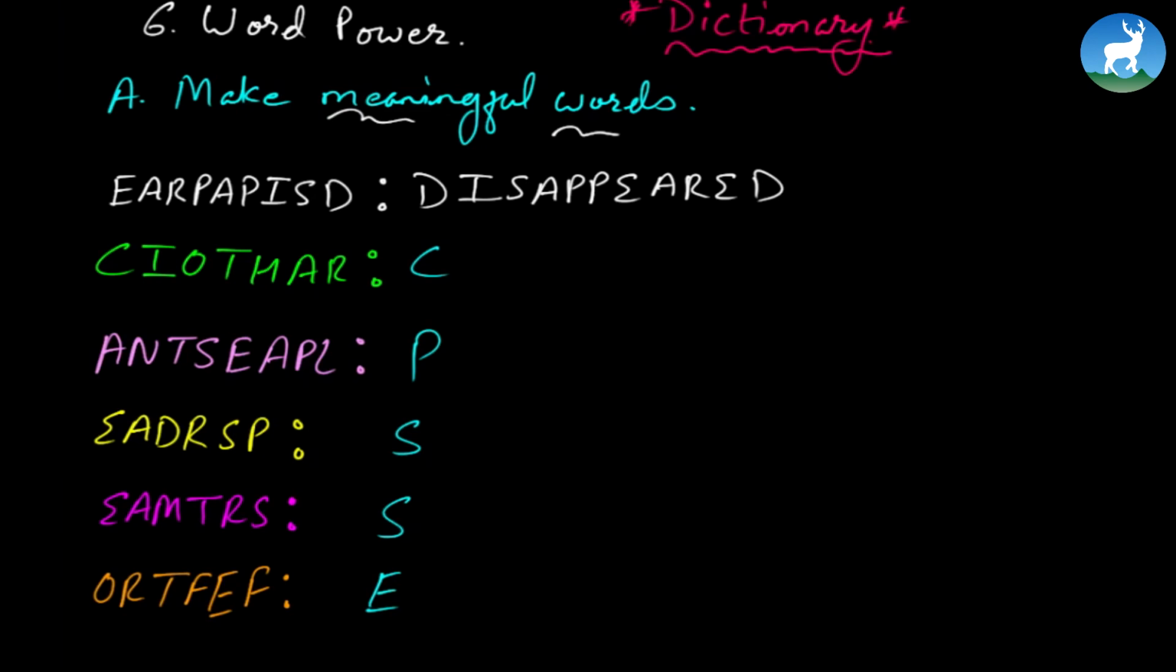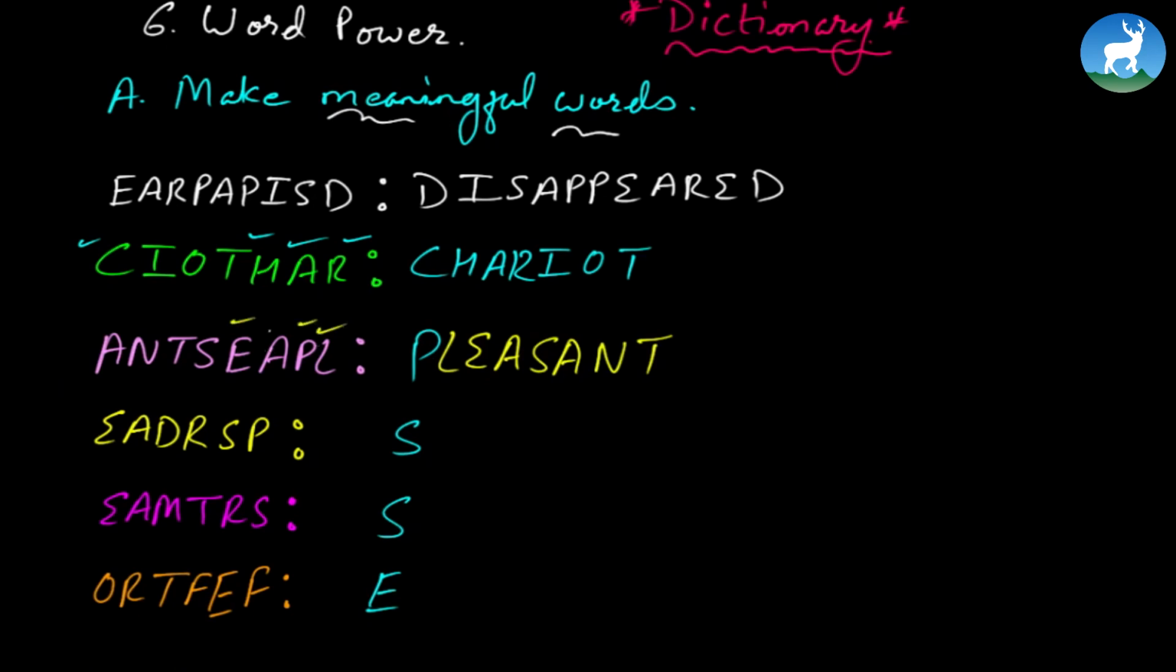Now look at this. C, chariot. C is done. H is taken. A is taken. R is taken. IOT, chariot. What do you think about the third one? PLEASANT. See, P is taken, PL is taken, LEASANT. Pleasant is taken.